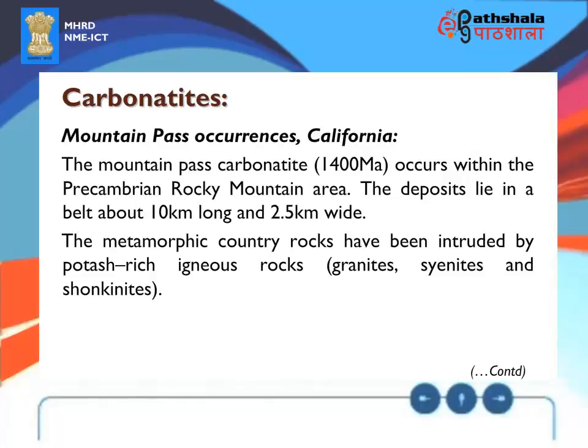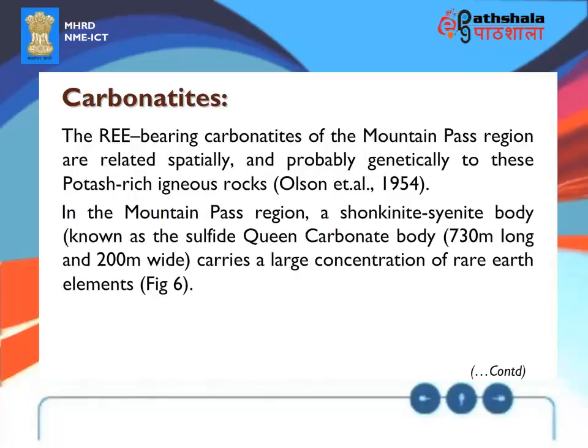Mountain Pass occurrences, California. The Mountain Pass carbonatite, 1400 million years old, occurs within the Precambrian Rocky Mountain area. The deposits lie in a belt about 10 km long and 2.5 km wide. The metamorphic country rocks have been intruded by potash-rich igneous rocks: granites, syenites, and shonkinites. The REE-bearing carbonatites of the Mountain Pass region are related spatially and probably genetically to these potash-rich igneous rocks (Olson et al. 1954).